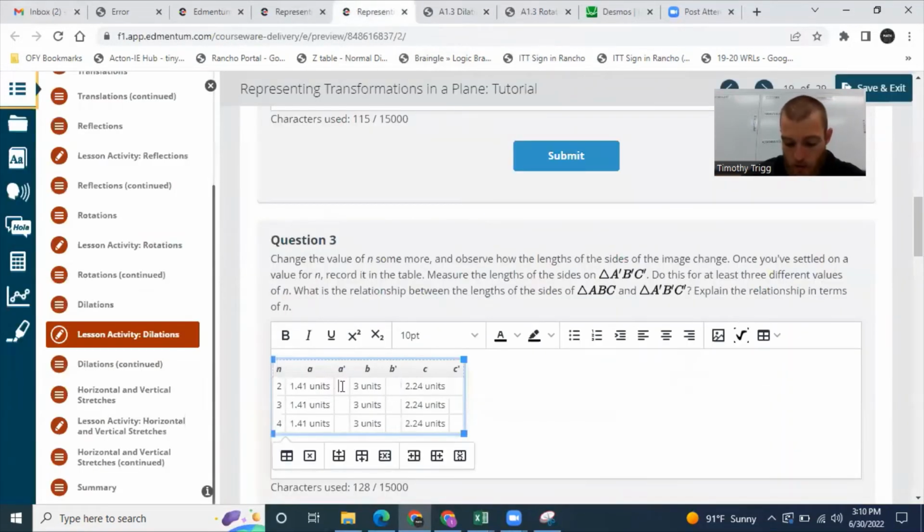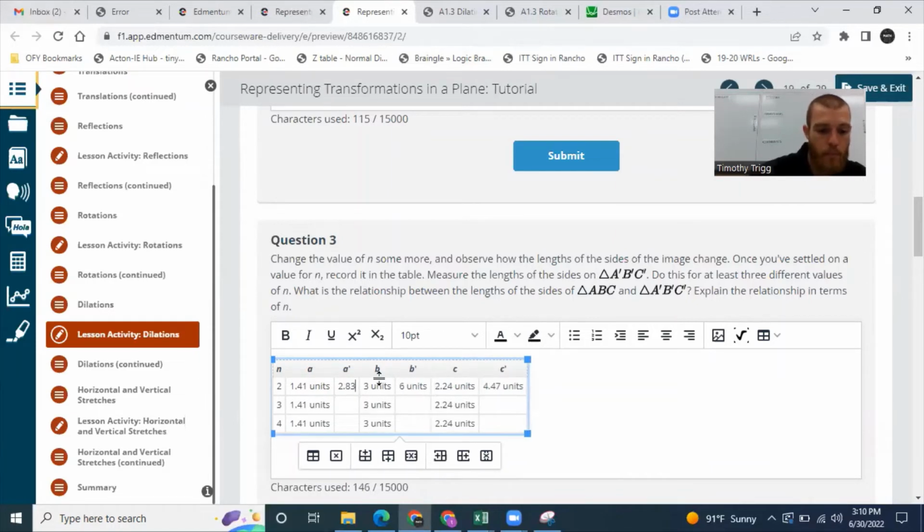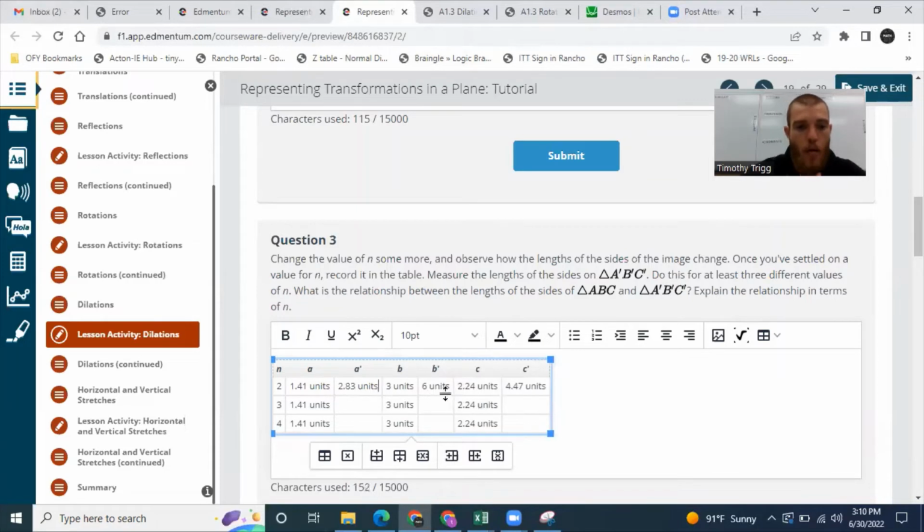So then you would write these down. For A prime, that was 2.83. For B prime, 6. And for C prime, 4.47. And I guess I should say units here for each of these. Okay. What do we notice here? Notice this length was 1.41, and then its image 2.83.